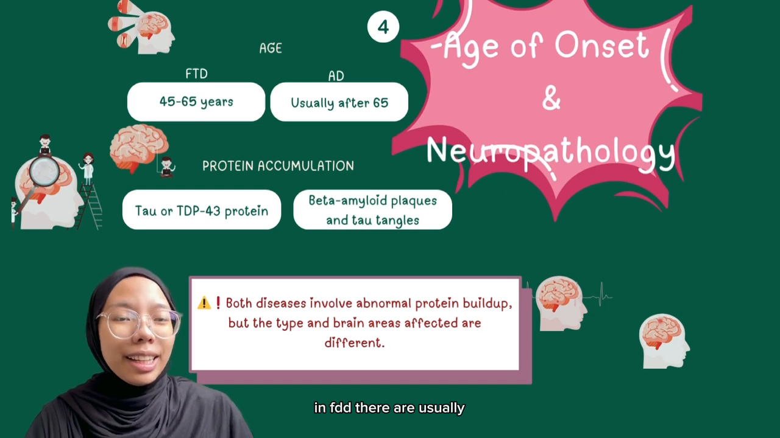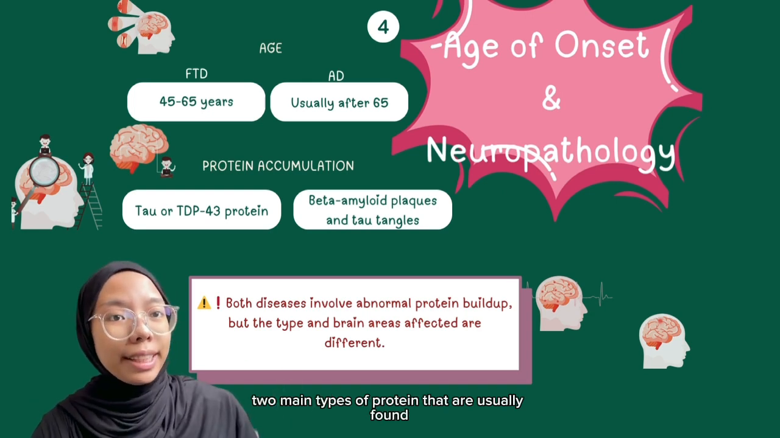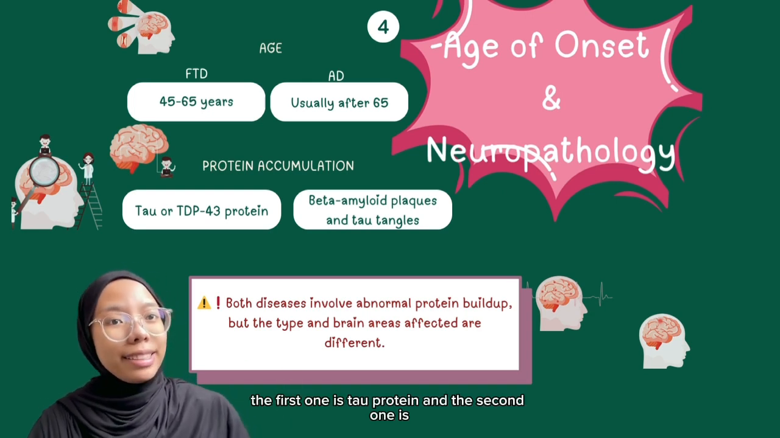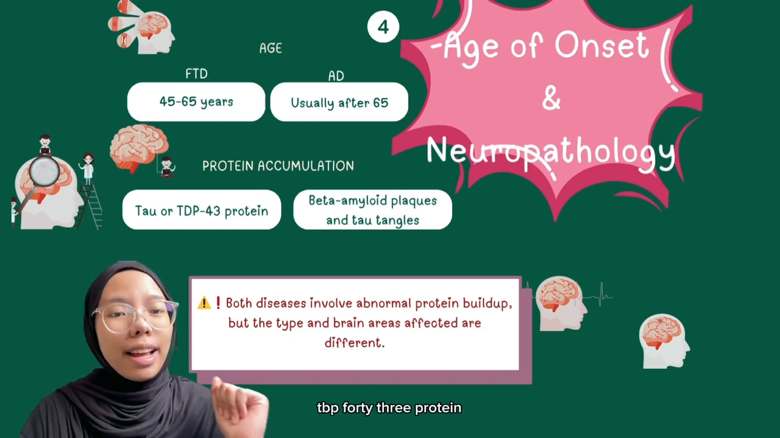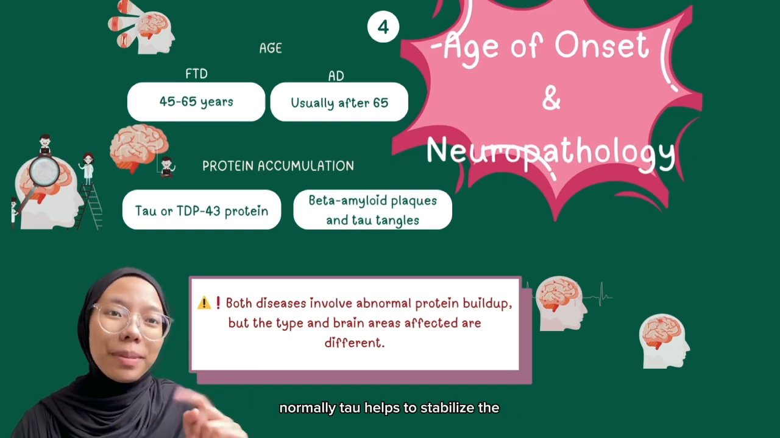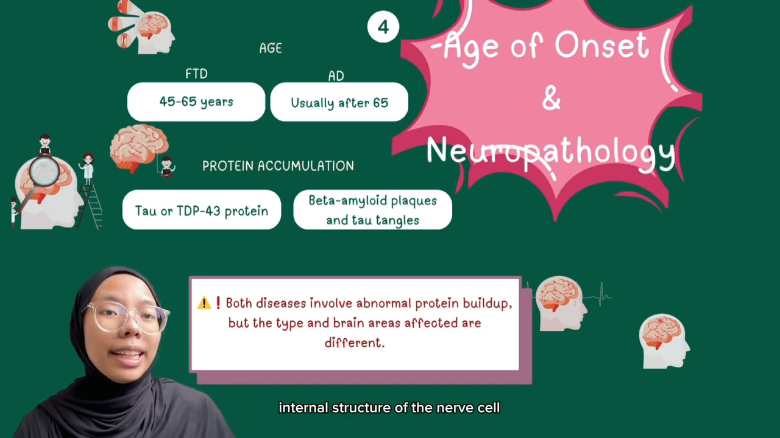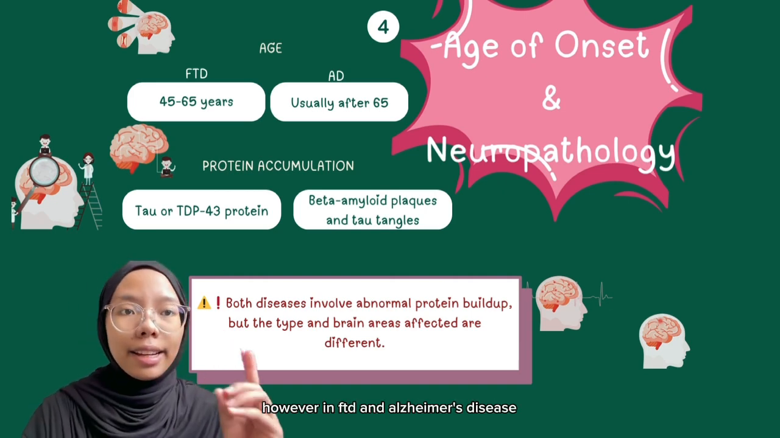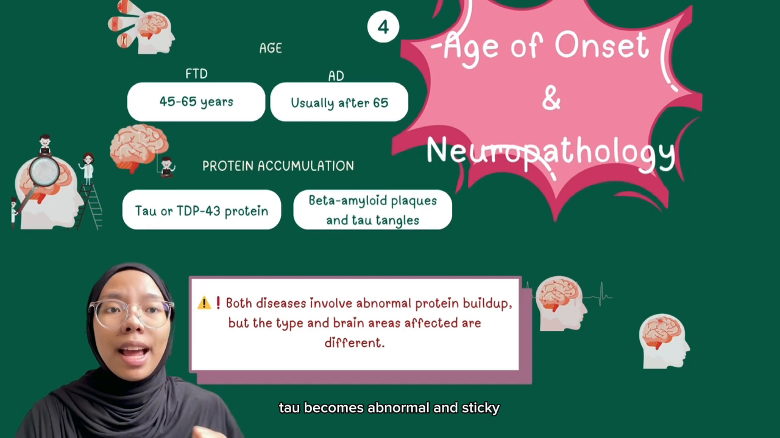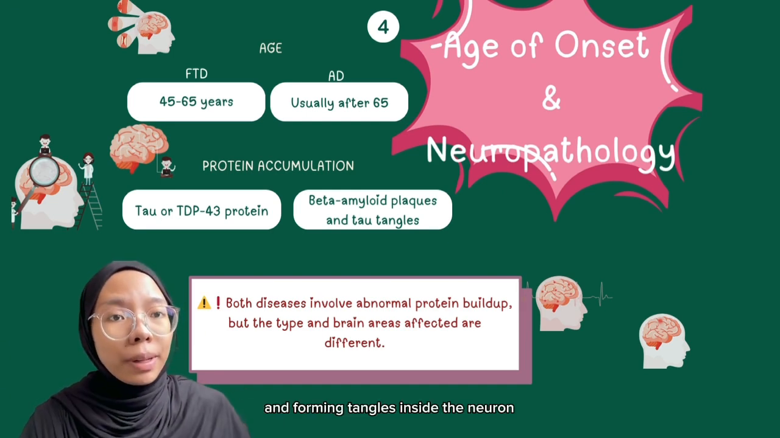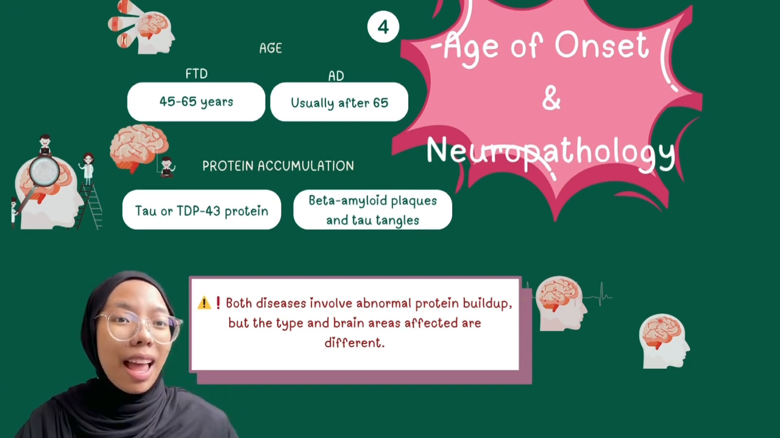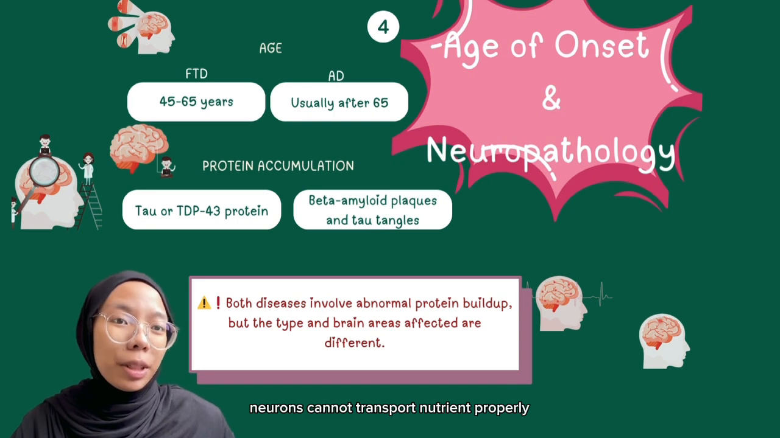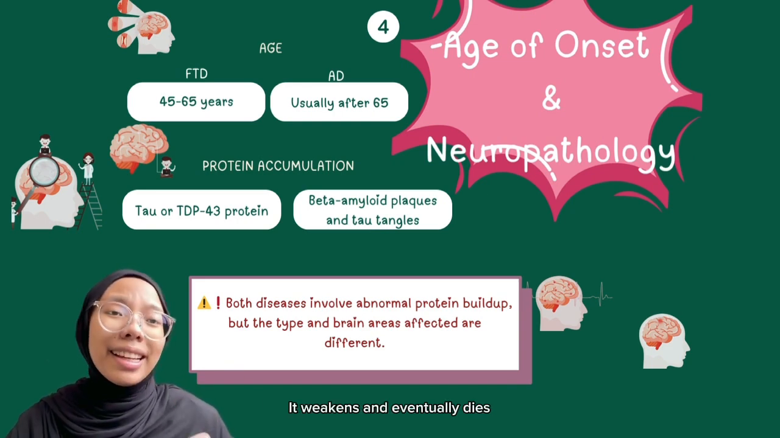In FTD, there are usually two main types of protein that are found. The first one is tau protein and the second one is TDP-43 protein. Normally, tau helps to stabilize the internal structure of the nerve cell. However, in FTD and Alzheimer's disease, tau becomes abnormal and sticky, forming tangles inside the neuron. When this happens, neurons cannot transport nutrients properly, so they weaken and eventually die.